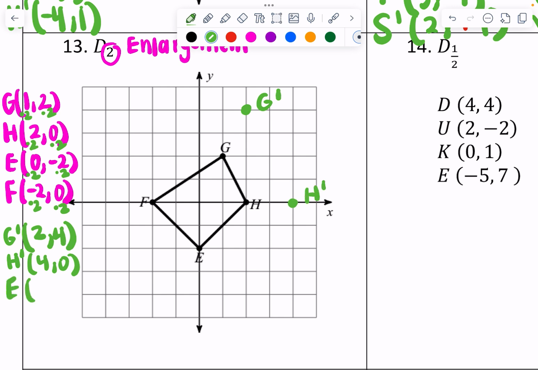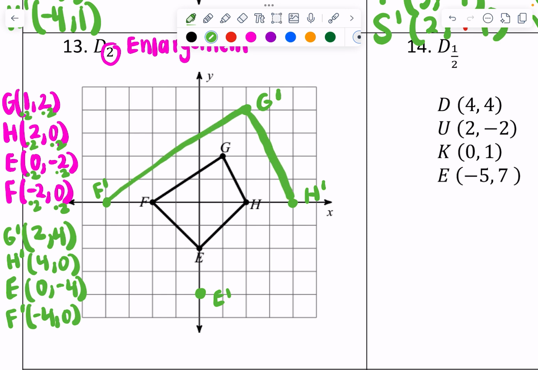For E, I'm going to get 0, -4. So I'm going to stay at 0 on the x-axis and go down to -4. And then for F prime, I'm going to get -4, 0. And then I'm going to connect all my dots. And sure enough, my picture does enlarge.